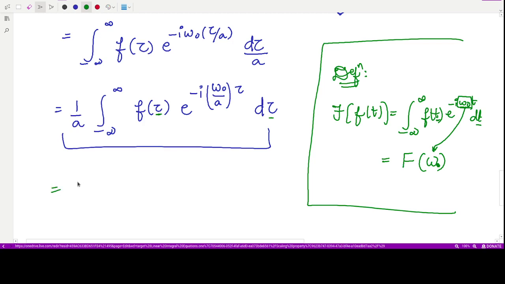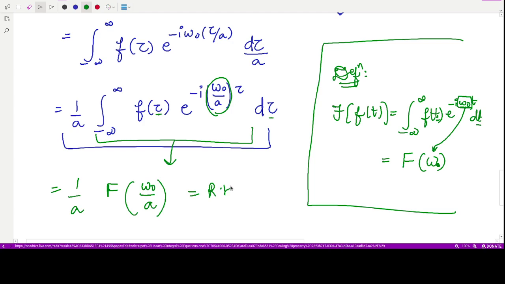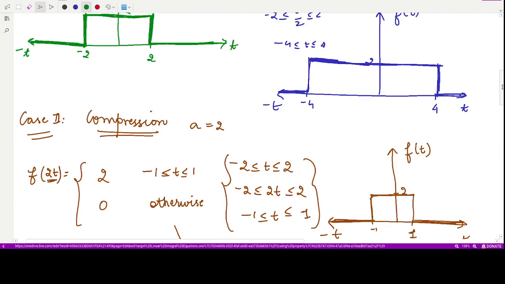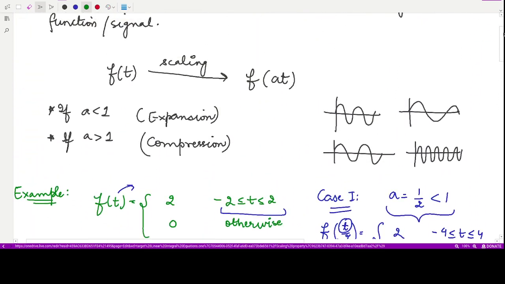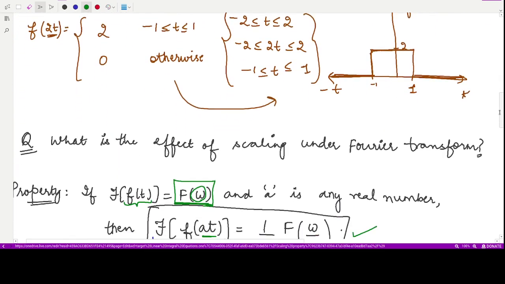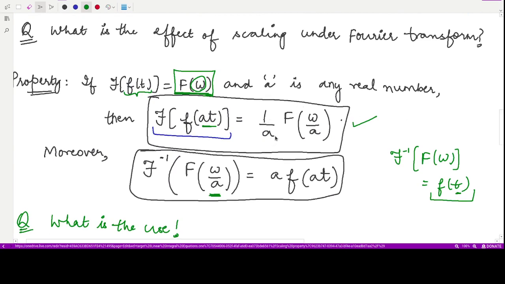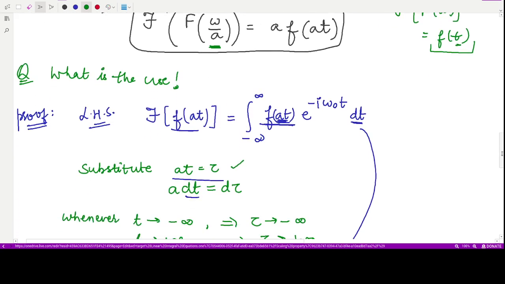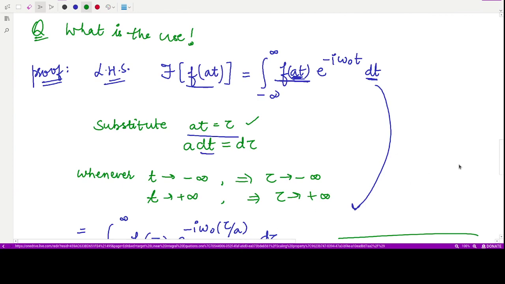So similarly, this definition resembles this definition where t is this variable for integration, here our variable is tau. So that means 1 by a would be as such, and this whole thing could now be written as capital F of this factor, which is omega naught by a. So that means we reach our right hand side, right? We have used this definition of Fourier transform in order to reach here. So we have our right hand side as this one, 1 by a F of omega by a, right? So we have proved our result in this particular case.